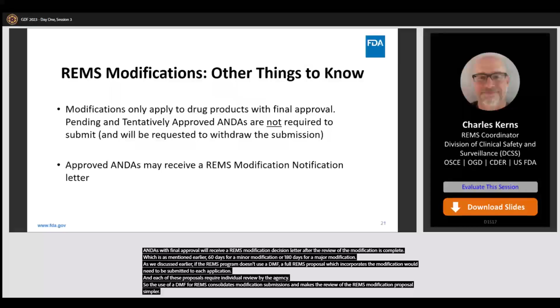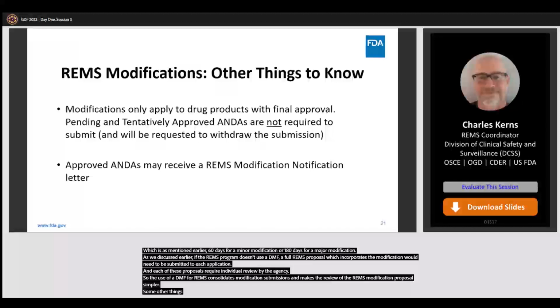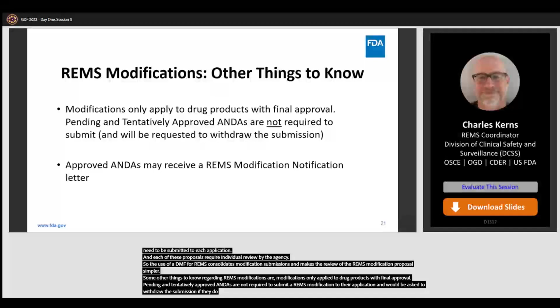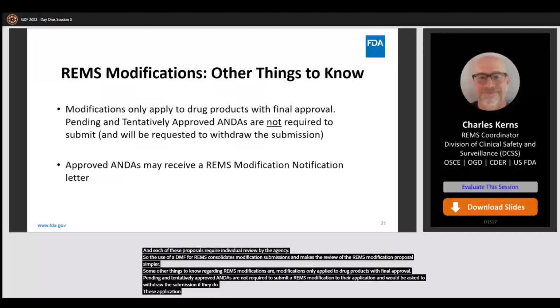Some other things to know regarding REMS modifications are: modifications only apply to drug products with final approval. Pending and tentatively approved ANDAs are not required to submit a REMS modification to their application and would be asked to withdraw the submission if they do. These application holders may need to submit an updated REMS upon resubmitting for full approval.